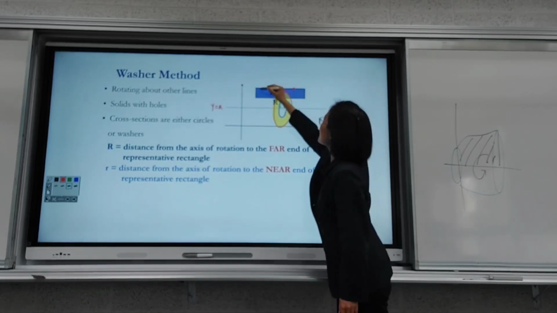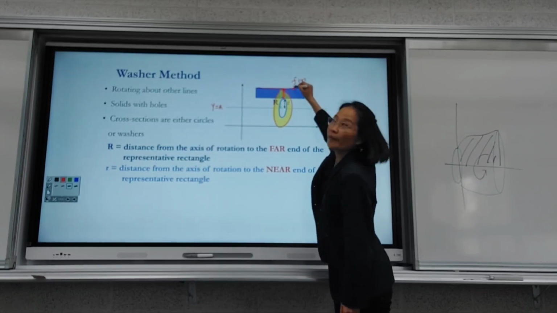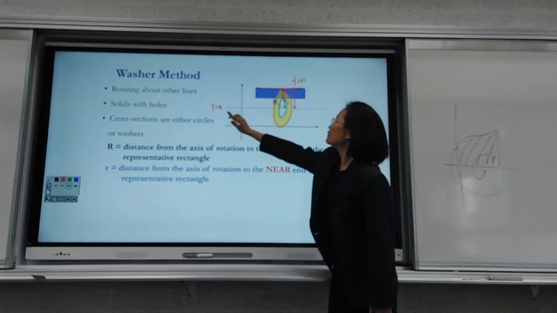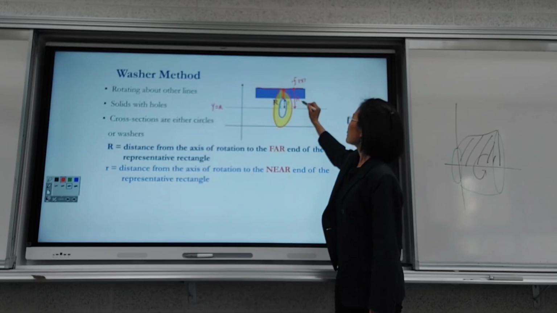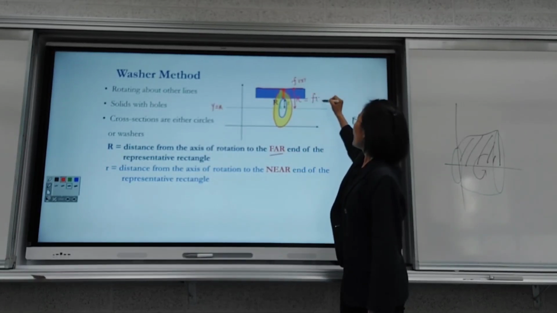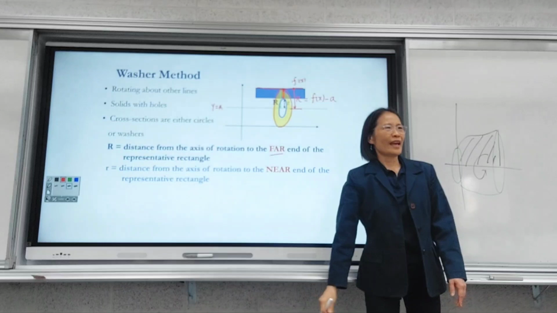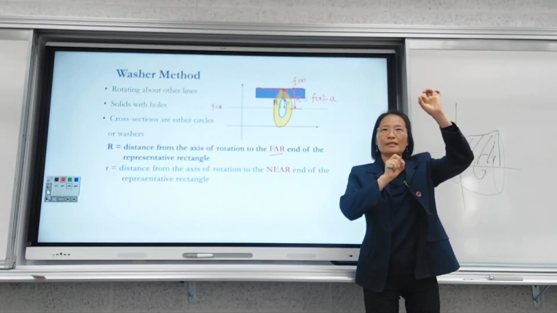Let's say this line is f of x. From the top value goes to that lower value is your r, isn't it? And that is f of x subtract, this is y equals to a. Are you okay with that? It's just the difference of the two values. Take the top minus the bottom.